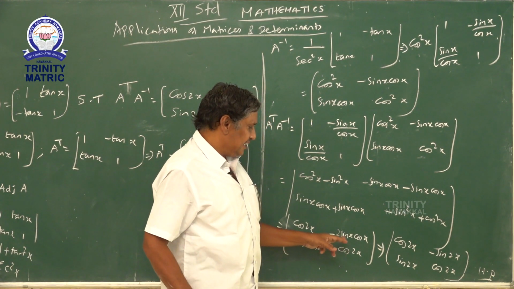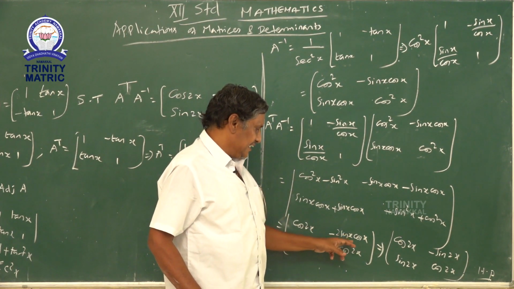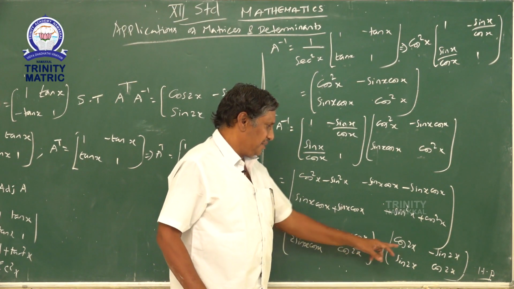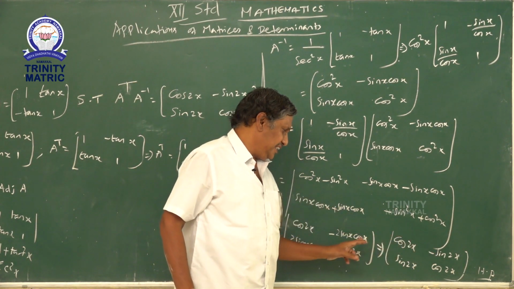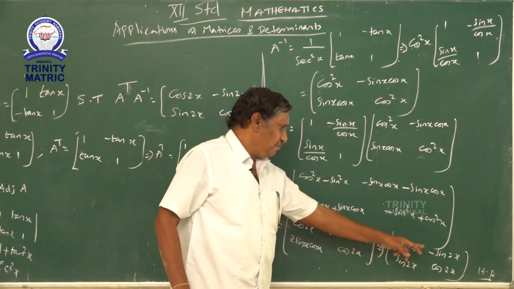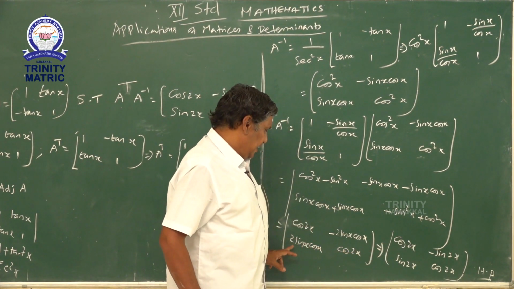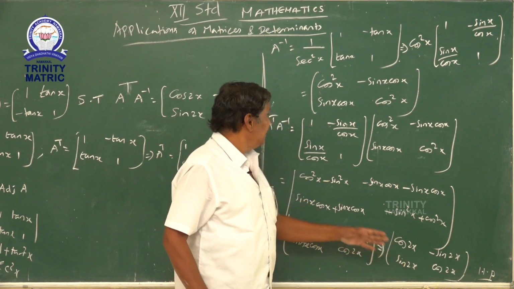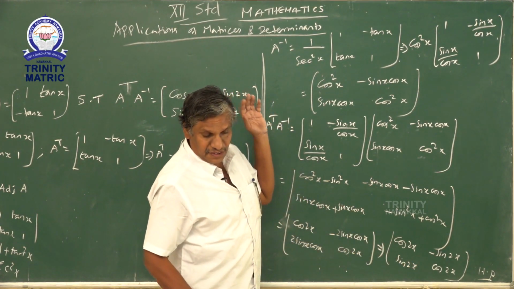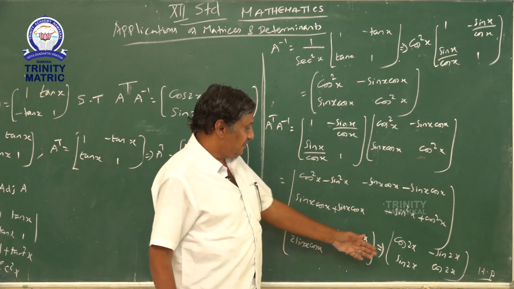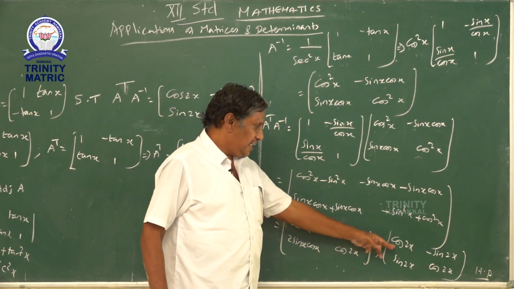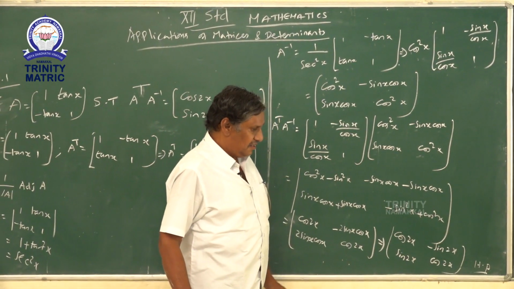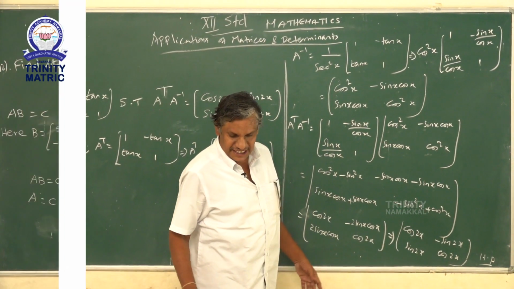We are familiar with this: sin 2 theta is 2 sin theta cos theta. Instead of theta, we put x here. So minus sin 2x, and 2 sin x cos x means sin 2x. Hence proved. That is the sum. A transpose into A inverse is equal to cos 2x, minus sin 2x, sin 2x, cos 2x. That is all. Thank you. We will go for the next sum.